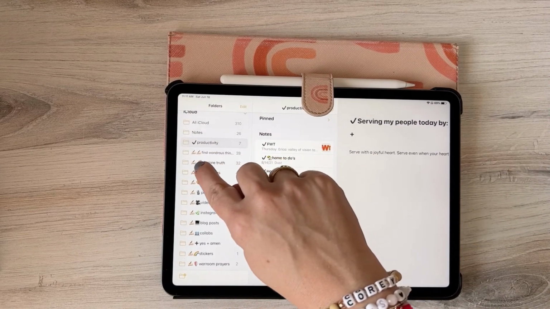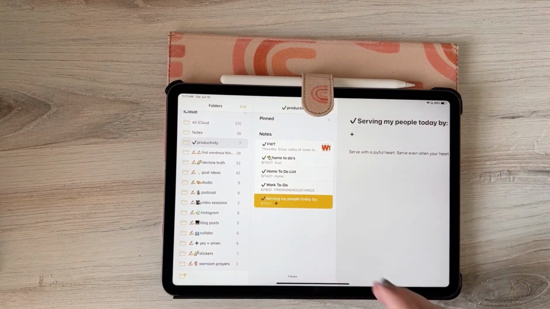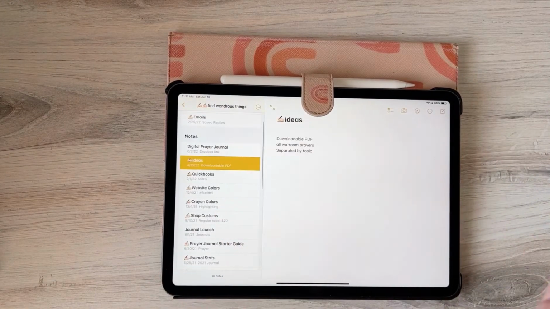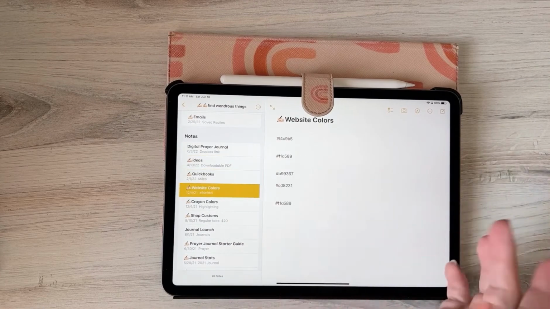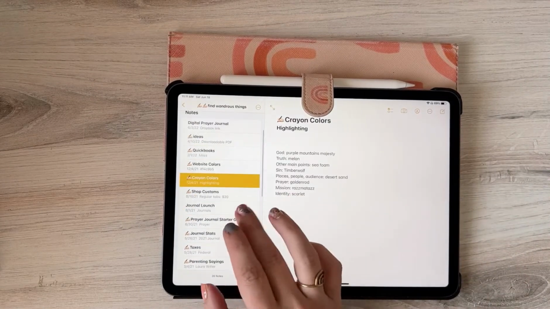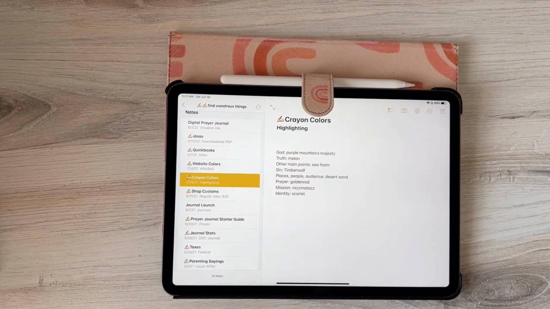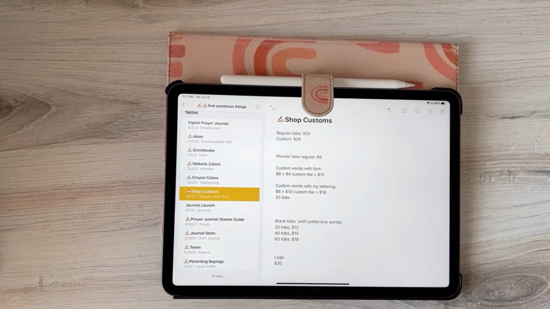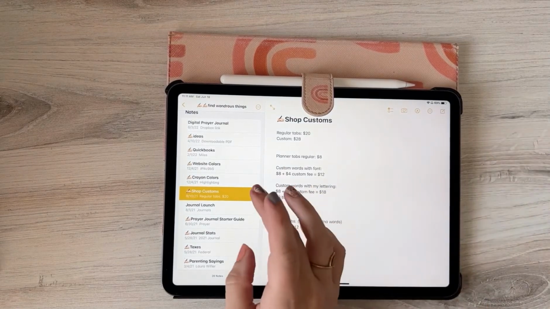And then the second emoji explains what it is. So this one is just general business stuff. I put ideas, QuickBooks, the colors I use on my website. Sometimes people ask me what crayon colors I use, so I have those in there. Just anything to make my life a little bit easier. How much I charge for customs.